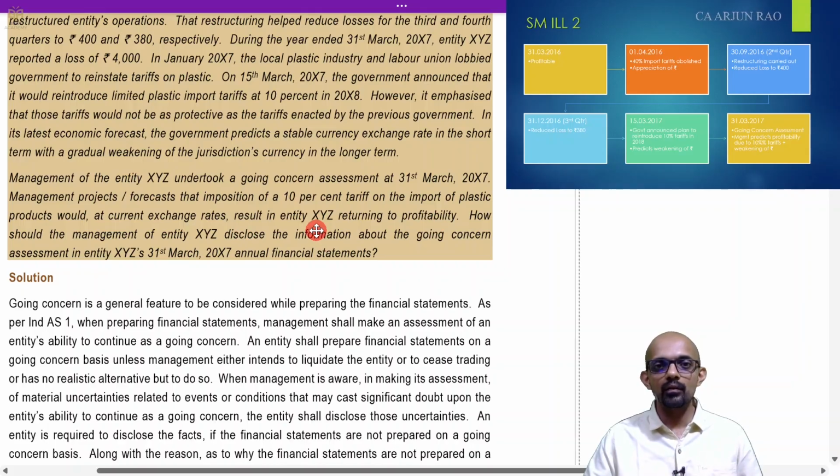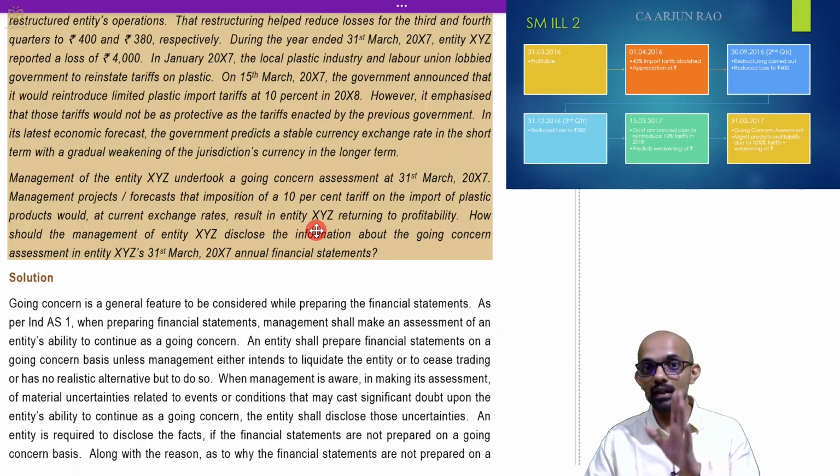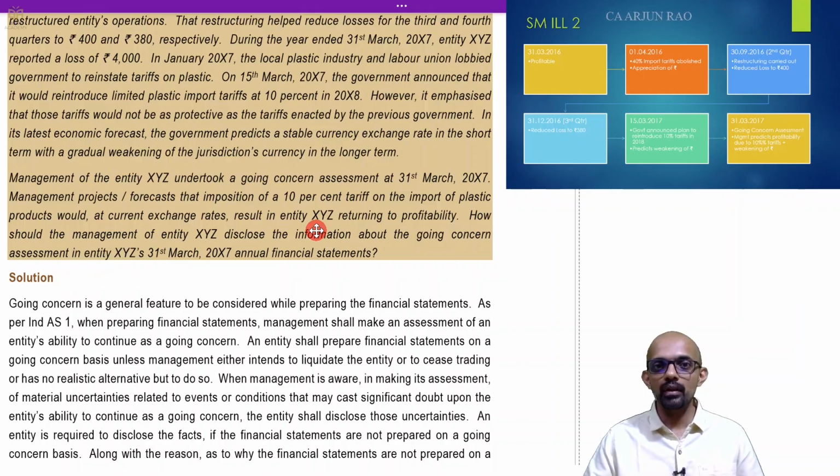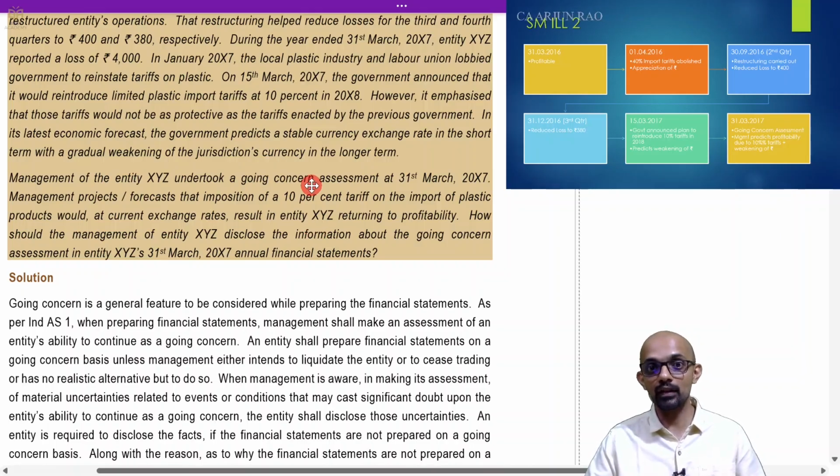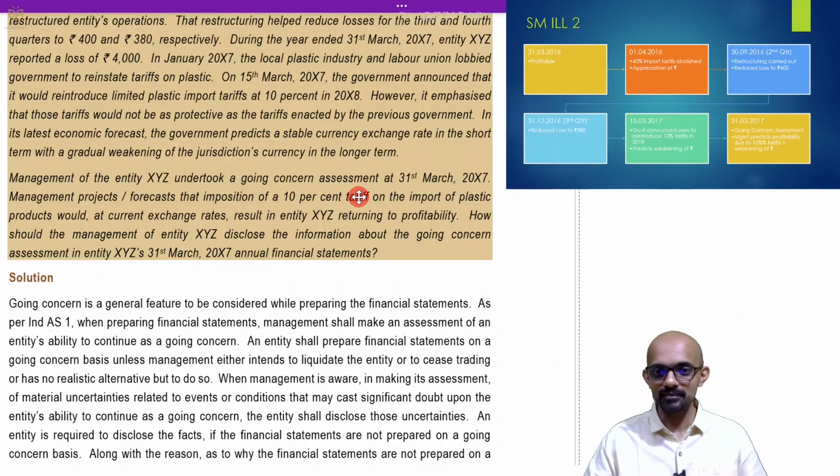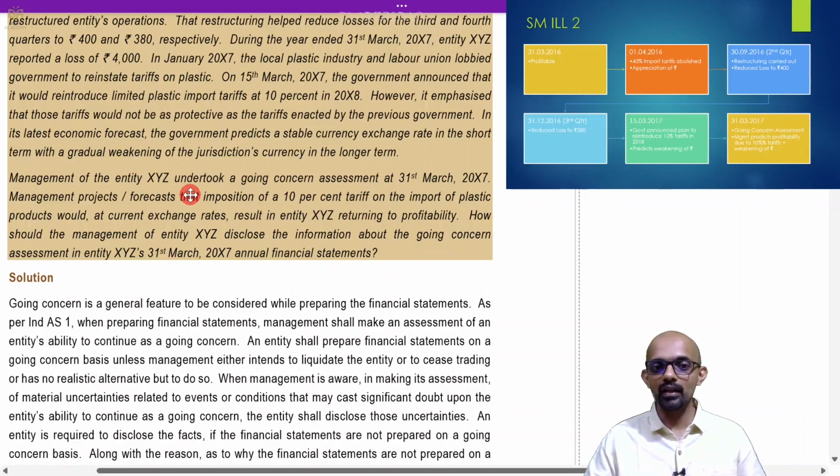So here we need to consider not only current information, but information relating to the future period for at least 12 months. So we know that the government has announced, and it's very likely that the import tariffs will be reintroduced. So we consider that also in the going concern assumption. If we did not consider this, then maybe the conclusion would be that the going concern assumption is not relevant. But because the standard asks us to consider future information also, we consider this expected reimposition of tariff and also the expected weakening of the currency.